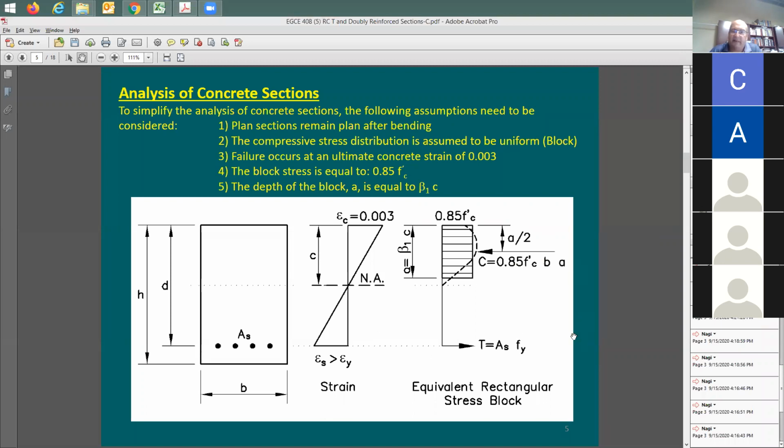Once you find M sub n, you find c, you can divide by d, and then you can find out the phi factor value. Or you can find out the strain in the steel. And then again, you find out the phi factor. This is exactly what we have done in rectangular section. And we're going to be repeating it for the T section. But there are going to be some tricks in there.